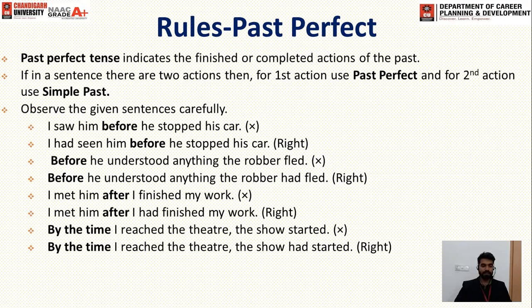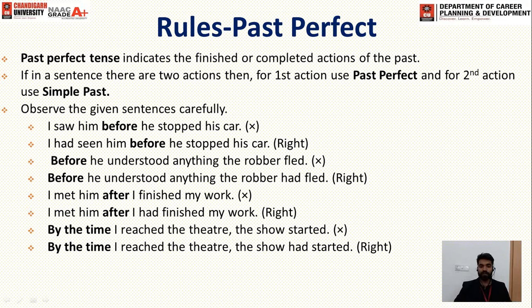The rule says past perfect tense indicates the finished or completed actions of the past. One thing that you need to remember about the past perfect is that generally it carries two actions. That's how we use our past perfect. Generally in most of the sentences we have two actions. Exceptions are always there, but you need to look at these sentences carefully and understand how they are framed. If in a sentence there are two actions, we are talking about the past, where two actions actually happened.